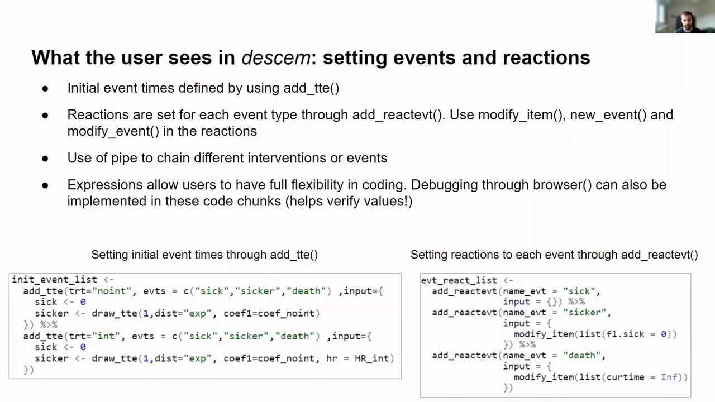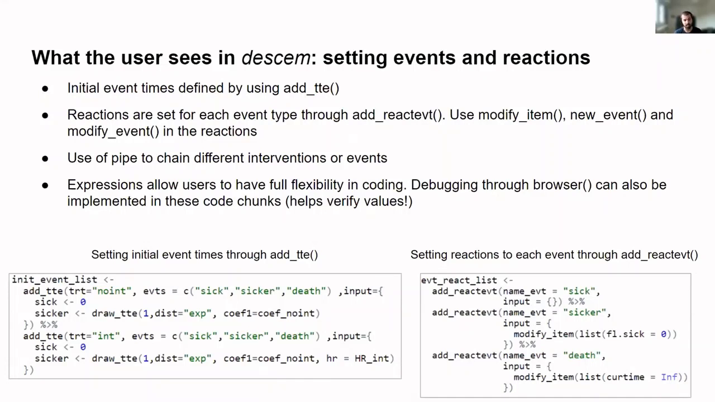And actually, in order to specify the reaction to each event, we have helper functions that allow you and also the reader to understand what you are actually doing, what item you are modifying, what event you are modifying or creating. And not only that, but we are also using expressions. That means that you can write your code with full flexibility as if you were writing within normal R, but actually within each of the functions. And that means it's much easier to read, and you can also create intermediate objects that make your life easier when coding.